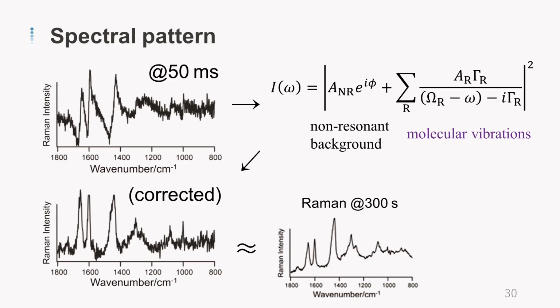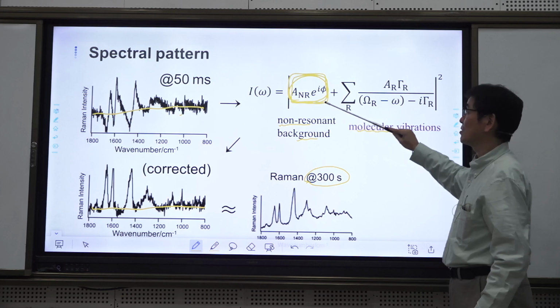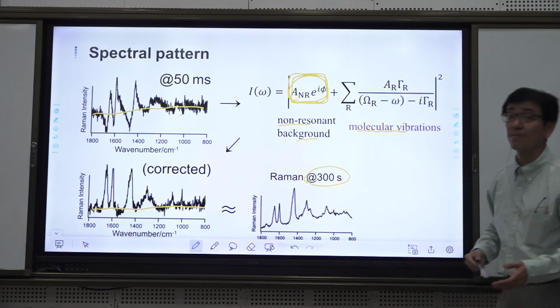This is measured by taking 5 minutes. This is 50 milliseconds. So quite a fast method. But one point must be taken care of, that is the contribution of the non-resonant background. We need to somehow compensate this effect.